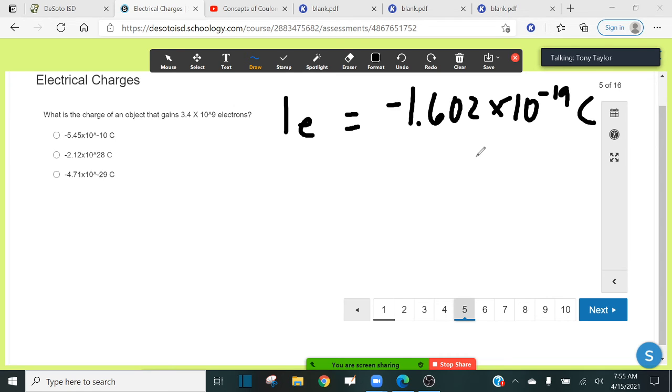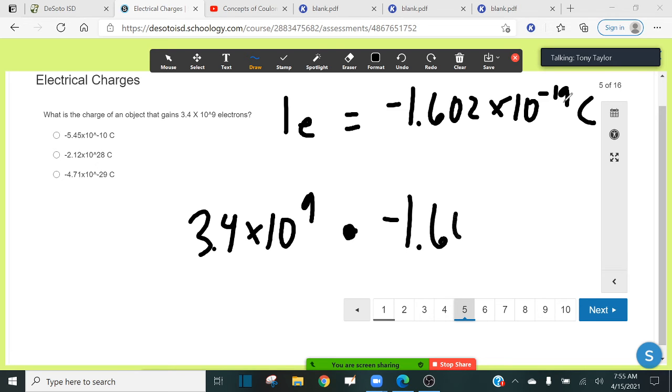That's the charge on one electron, and we have this many electrons, and we want to figure out its charge. All we have to do is multiply, in this particular example, 3.4 times 10 to the 9, all of that multiplied by negative 1.602 times 10 to the negative 19. So guys, if y'all put that in your calculator, that should tell you the overall charge on this many electrons. I'm going to do that now.